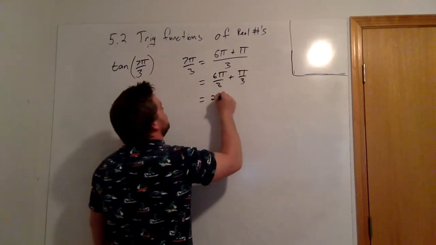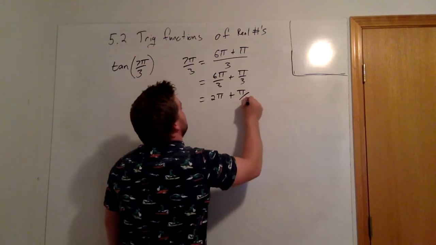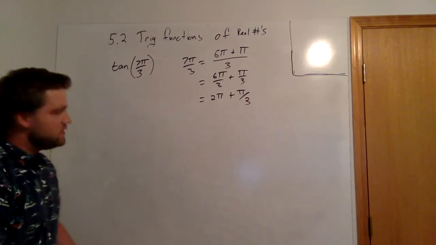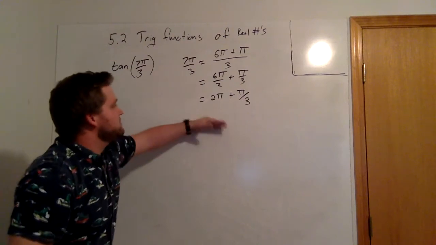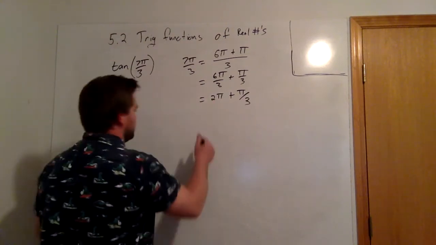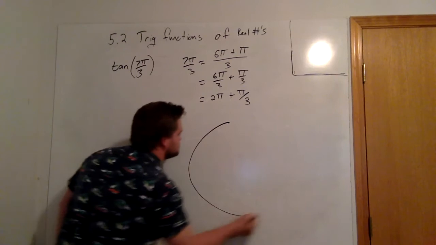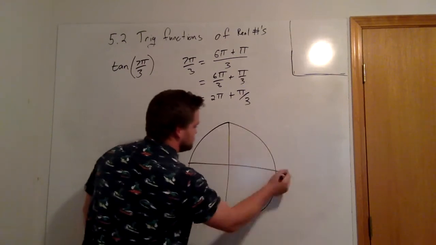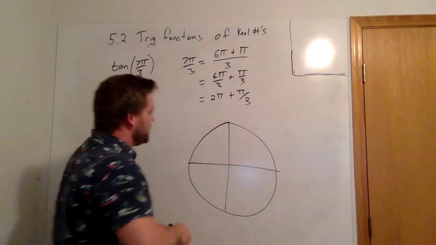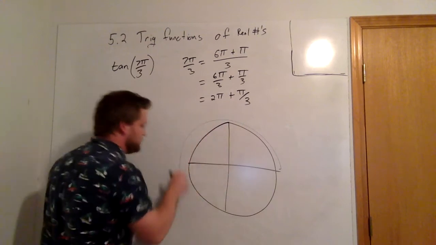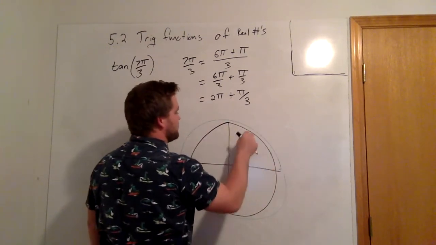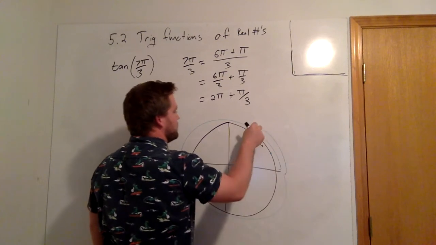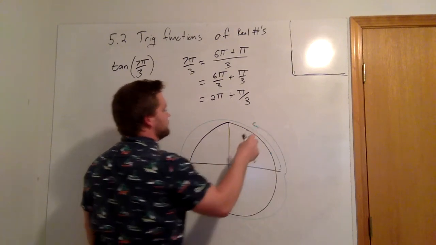So this is 2 pi plus pi over 3. So what does this mean? This means I've traveled along the unit circle one whole time plus an extra pi over 3. So where are we on the unit circle? We've traveled one whole distance around, plus an extra pi over 3, which is 2 increments of pi over 6. So we are right here on the unit circle.